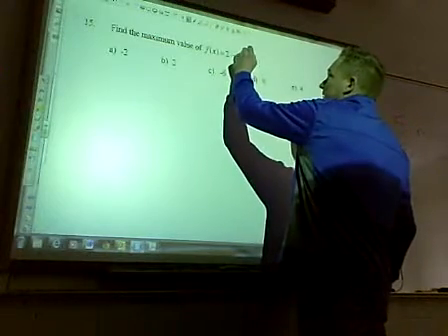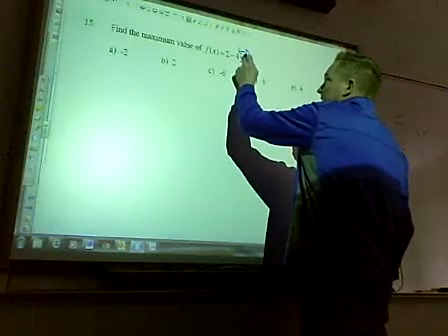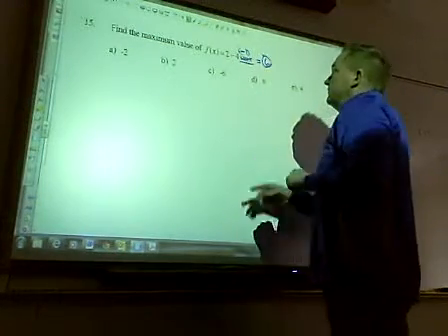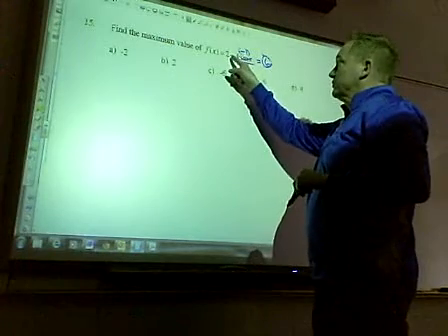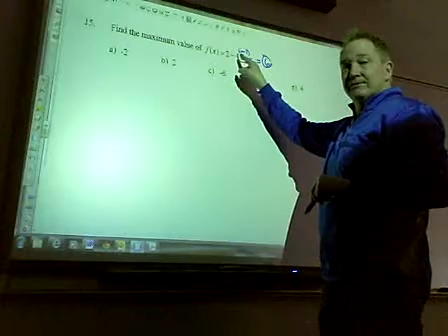If we plugged in negative 1 for the sine of x, negative 4 times negative 1 is positive 4. 2 plus 4 is 6. And that's the biggest value you can ever get for this function, if sine is actually negative, because you're multiplying it by a negative.